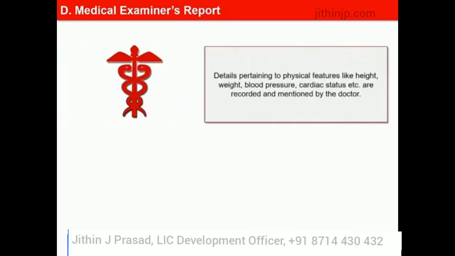In many cases, policyholder has to be medically examined by a doctor of the insurance company. Details pertaining to physical features like height, weight, blood pressure, cardiac status, etc. are recorded and mentioned by the doctor in his report, called the medical examiner's report.